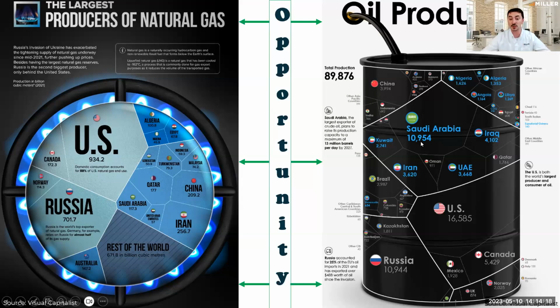Saudi Arabia and Russia, which tend to be talked about on a similar basis relative to the United States, are actually substantially lower in total oil output, or were in 2021, which is what this data is based on.